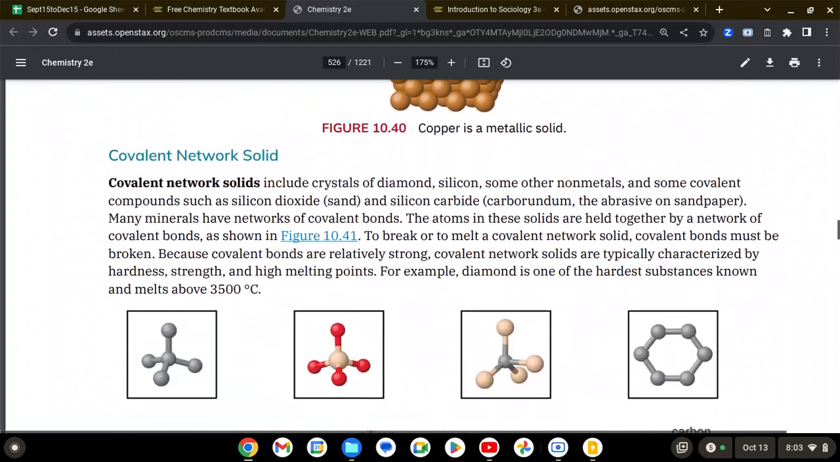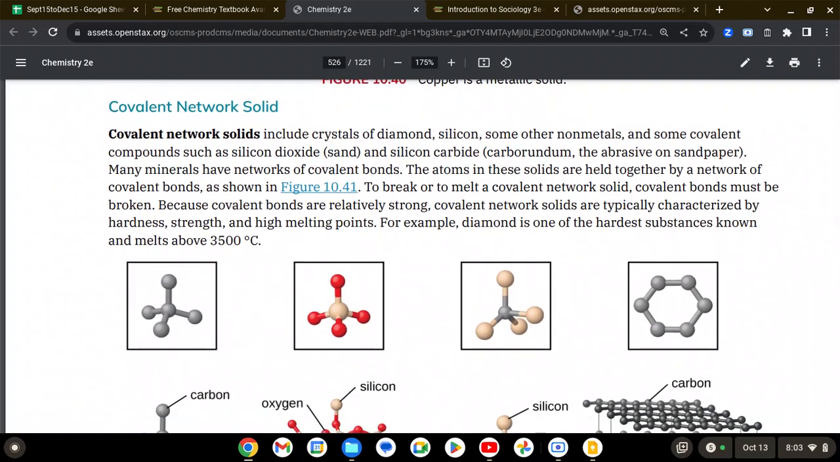Covalent network solids. Covalent network solids include crystals of diamond, silicon, and some other nonmetals, and some covalent compounds such as silicon dioxide and silicon carbide. Many minerals have networks of covalent bonds. The atoms in these solids are held together by a network of covalent bonds, as shown in Figure 10.41.